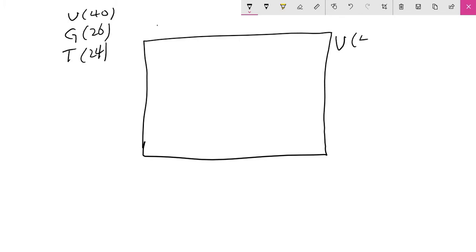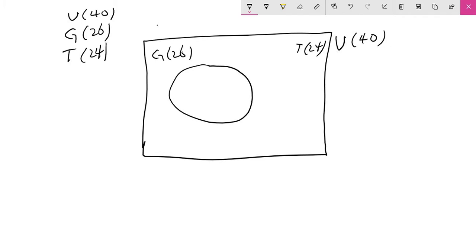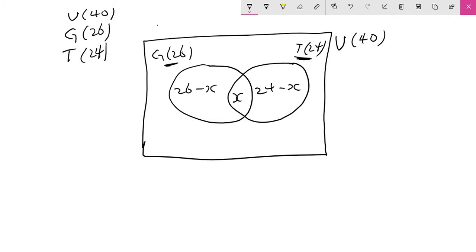Our universal set contains 40 houses. So we have Graphic and Time. Graphic 26, Time 24. So again, there's obviously some number of houses that took both Graphic and Time. We call that X. And so the number that would take Graphic only would be 26 minus X. And the number of houses that took Time only would be 24 minus X. The question said we should find the number of houses that receive Times only, meaning we should find this value. Now we can't find that unless we find the value of X.